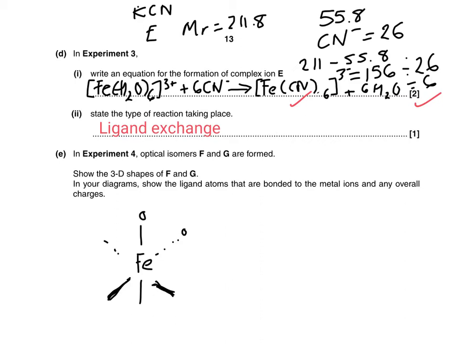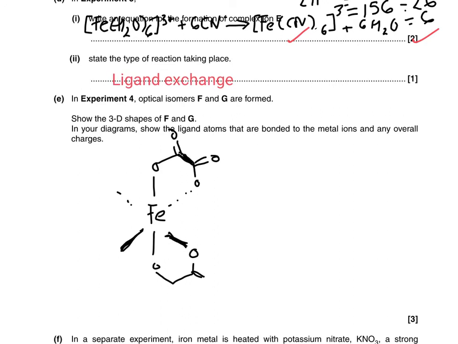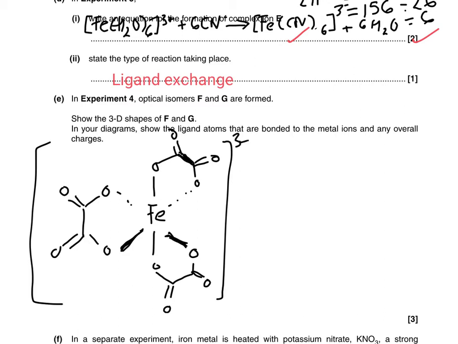Each one will bond to 2 oxygens. Oh, I've made that double bond and it shouldn't be. There we go. So this is a bidentate ligand. Running out of space at the bottom here. There we go. Move it all up a little bit. Okay. So this is the best way of drawing it. Start from the middle, work your way out. And the whole thing has a 3- charge.